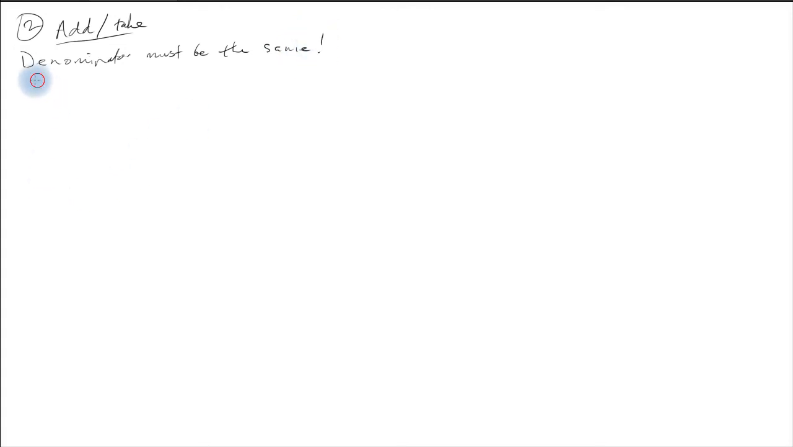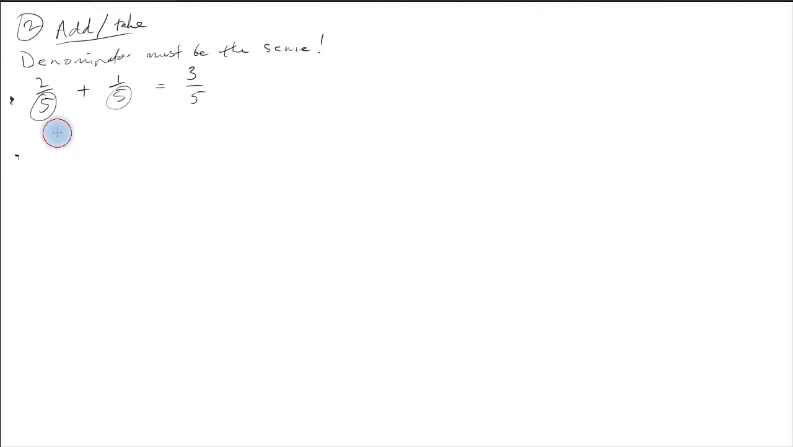Let's do a basic example. 2 on 5 plus 1 on 5. Okay, we notice that the denominators are the same. They're both 5. So our answer also is going to have a denominator of 5. And now we can just add our numerators. 2 and 1 is 3. So our answer is 3 on 5. Okay, that's one example.